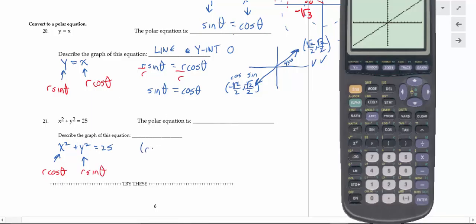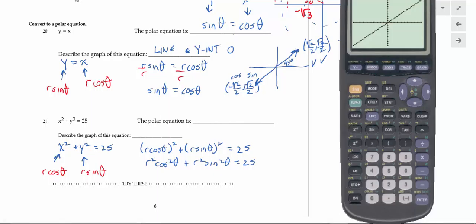So we're going to have r cosine theta squared, that's the x squared part, plus r sine theta squared, that's the y squared part, equals 25. This gives r squared cosine squared theta plus r squared sine squared theta equals 25. Now notice you can factor an r squared out, and you'll end up having r squared times cosine squared theta plus sine squared theta equals 25.